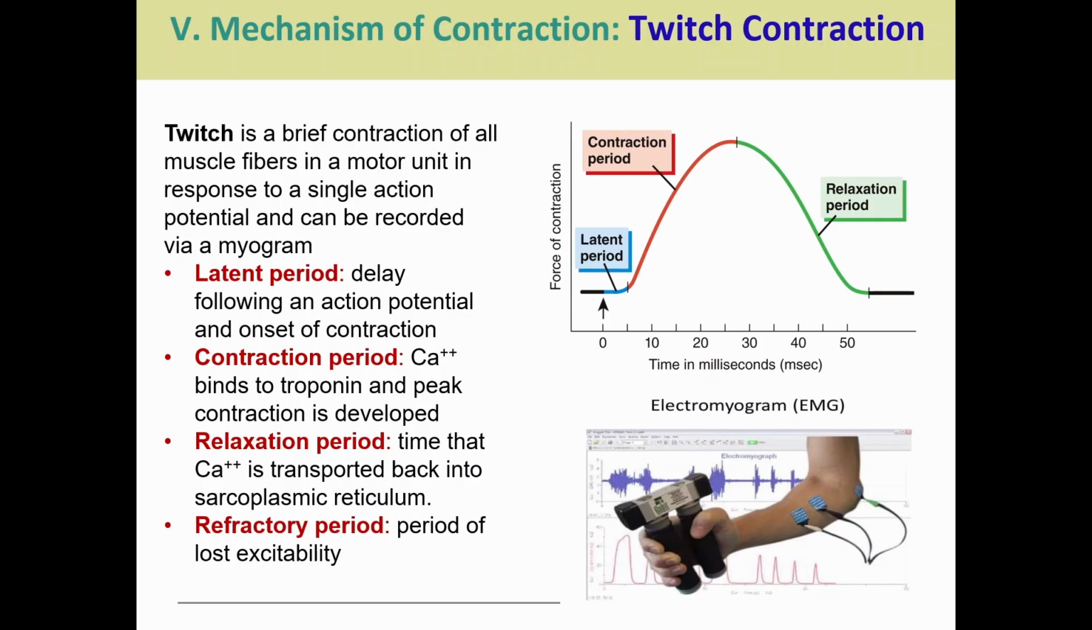Then the contraction period is when we have calcium being released, binding to troponin, where we're going through our power stroke, our sliding filament model. And then once we're done with that, calcium's back in the sarcoplasmic reticulum, and we're relaxing. And then the refractory period is when we have lost excitability. We're not able to be triggered again. So this is what the twitch is. It's a really short, really fast process where a single action potential is generating this pattern.